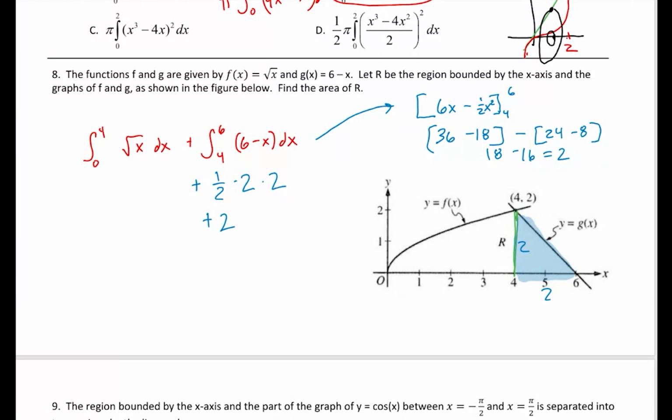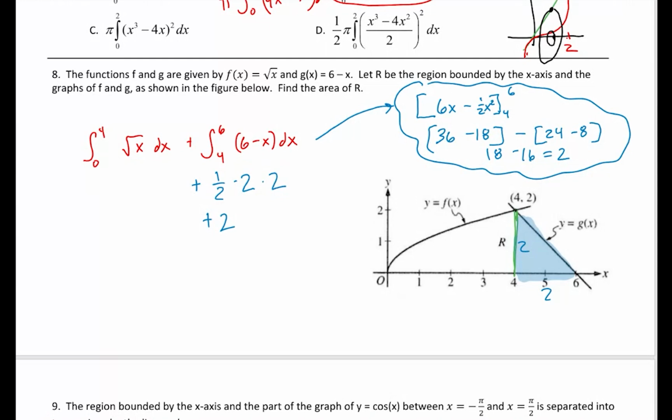It's so much easier if you can get away with it, if that region is a simple geometric shape, to just use the area formulas you already know. It's not really worth doing all this extra work here. Even though you can definitely do that, you've got to make sure your arithmetic's good. This would definitely be a non-calculator problem on the AP test.